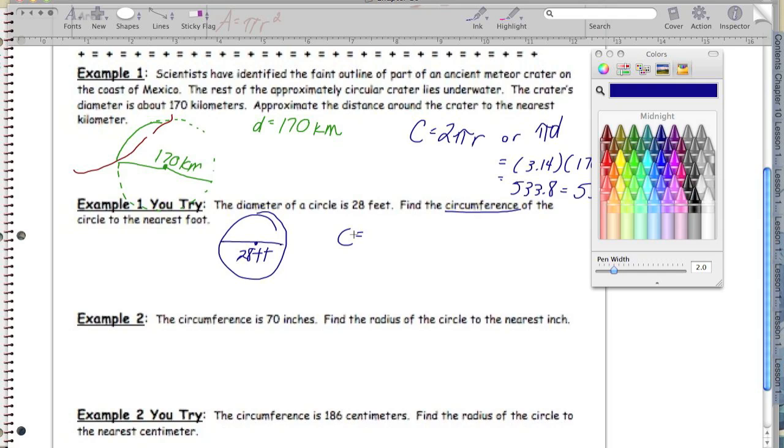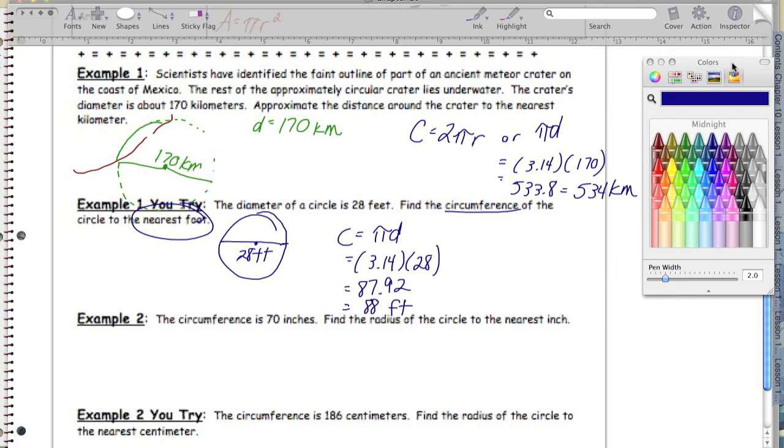Because we're given the diameter, we're going to do pi times diameter. Pi is 3.14. Diameter here is 28. I'm just going to multiply those two together. 3.14 times 28 is 87.92. But when I round that, I would get 88. So be careful with the directions: you're going to round it and get 88, and this is feet. And notice, I'm not writing feet squared or kilometers squared because we're only finding circumference, not the area.